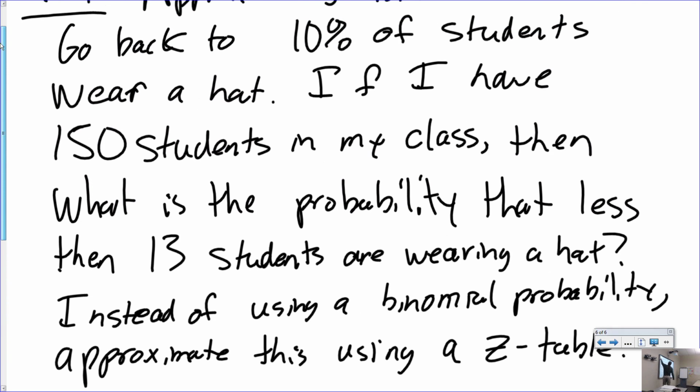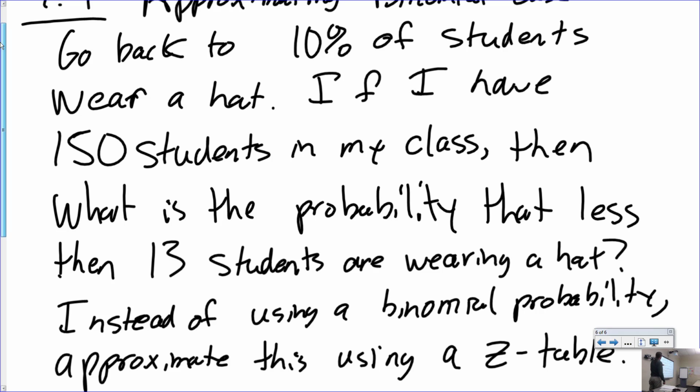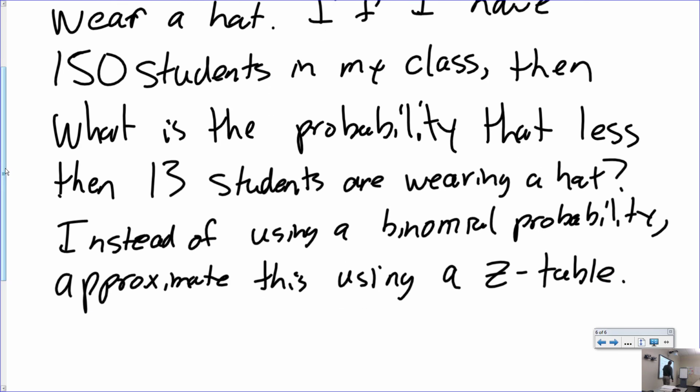So how do we go about trying to approximate a binomial probability when we're using z-tables? It's basically saying take a discrete case, where we've got a fixed number of students, 150, and what's the probability that, given that 10% of them wear a hat, less than 13 actually show up with a hat. So how do we go about approximating these things to do this?